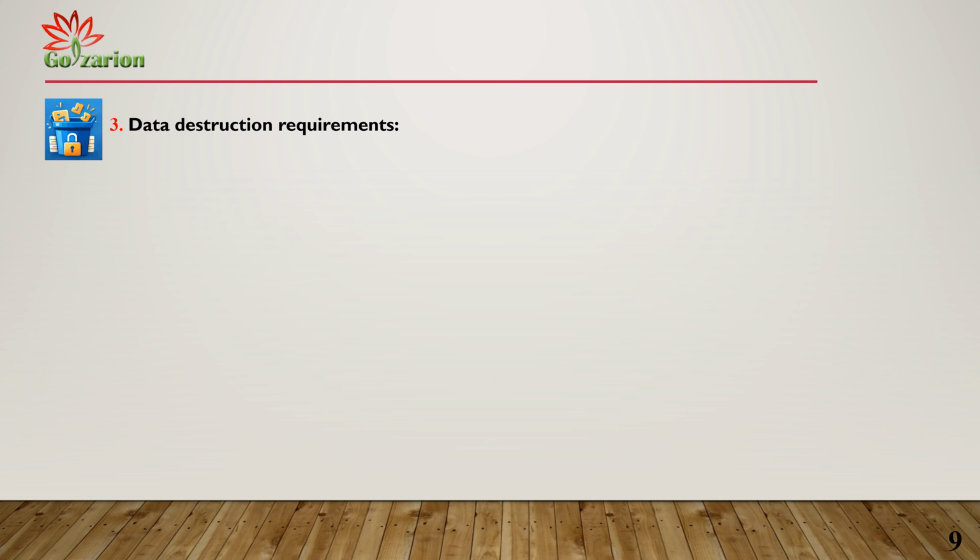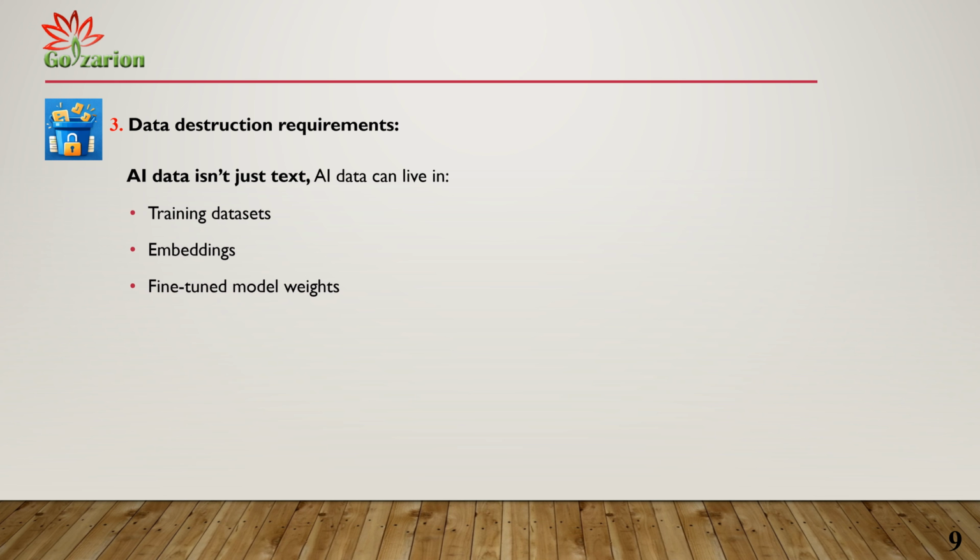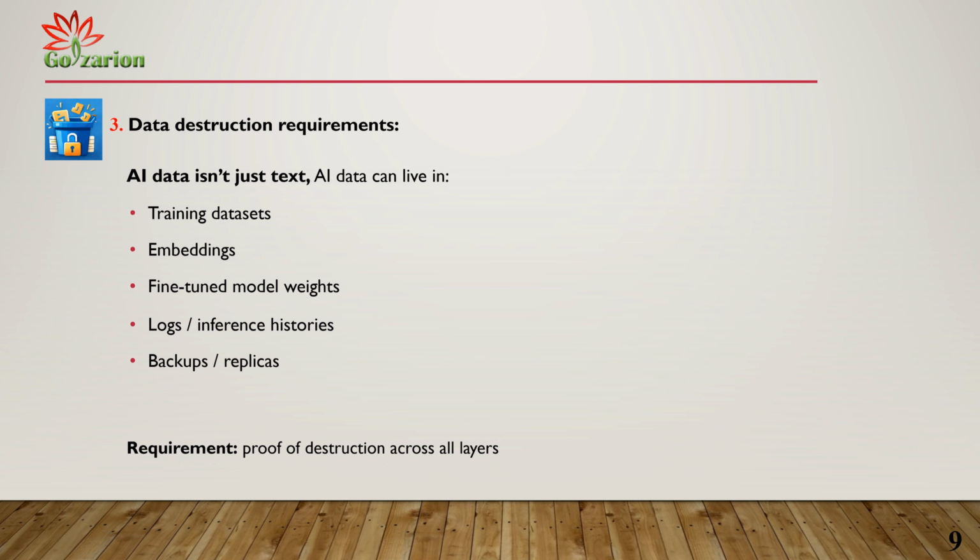Third, data destruction requirements. AI data isn't just text or files. It can live in training datasets, embeddings, fine-tuned model weights, logs and inference histories, and backups and replicas. So when we say delete our data, we must be clear about the full footprint. And the requirement is straightforward. Architects must require proof of destruction across all layers.